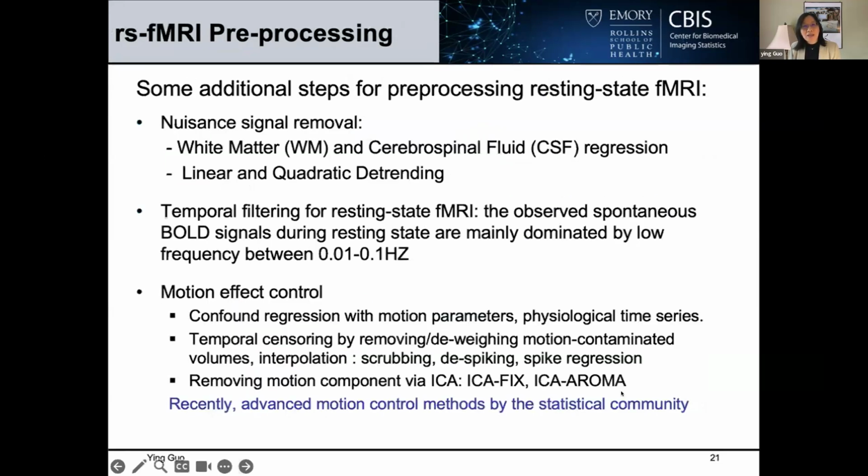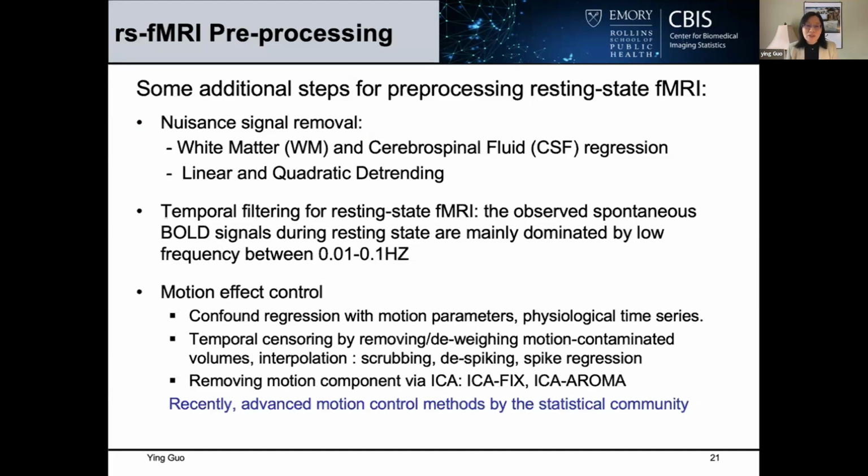For resting state fMRI, we need to conduct some additional steps to further clean up the data. One of the important things is the nuisance signal removal, which has a very big effect on the fMRI data. It's a very crucial step for resting state fMRI. Basically, we take those signals in the white matter and CSF regions, where there's supposed to be no neural activity taking place, and therefore those signals act like nuisance biomarkers. They reflect the nuisance signals in the brain. And then we take that and remove them through regression.